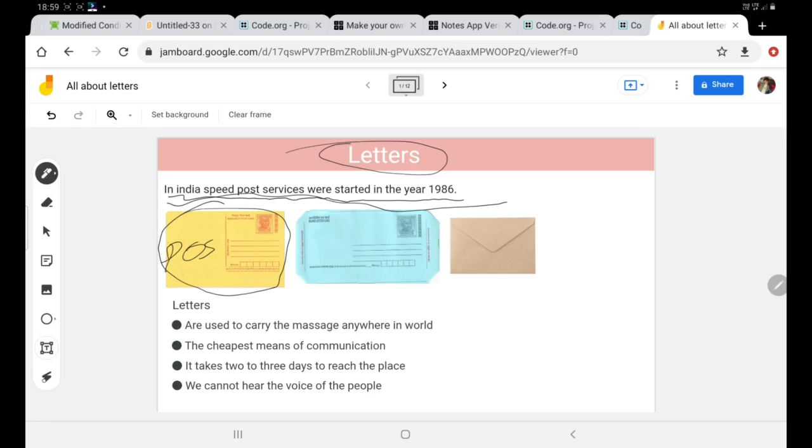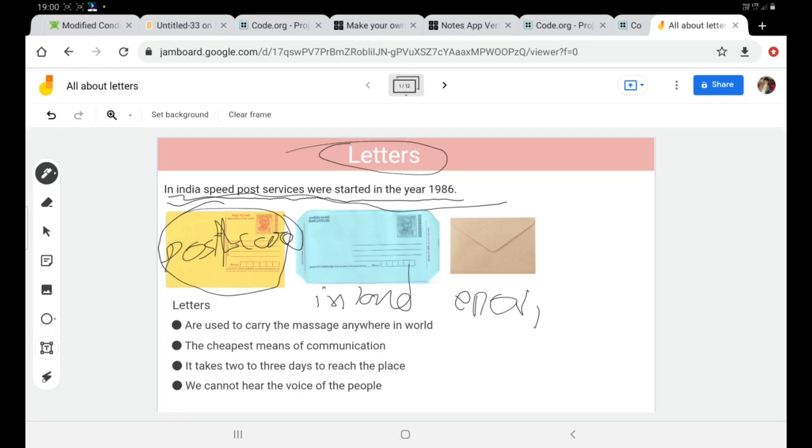Postcard. And this you can see is an inland letter, and this you can see is an envelope. Nowadays you are using mobile phones and computers and those things. But in the olden days, we were using these postcards. So how to use the postcards? We will learn it in our session, guys.